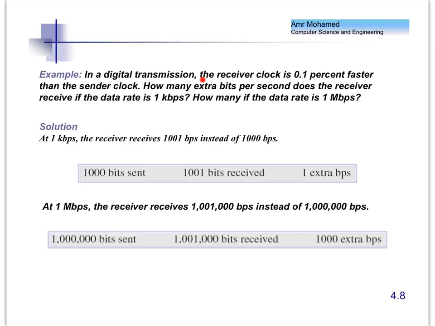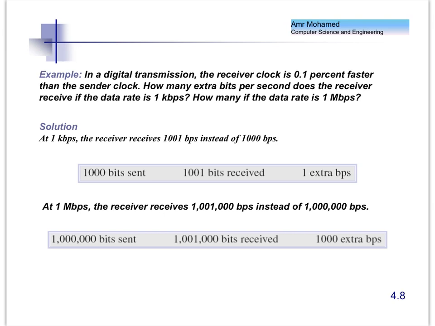So that's an example. In a digital transmission, the receiver clock is 0.1% faster. Yeah, there is a slight difference in terms of speed in the clock. So how many extra bits? I didn't tell you how many bits will be in error, because this is very hard to calculate. We don't know. It depends on the stream of bits, how they look. But we can calculate how many extra bits we need.